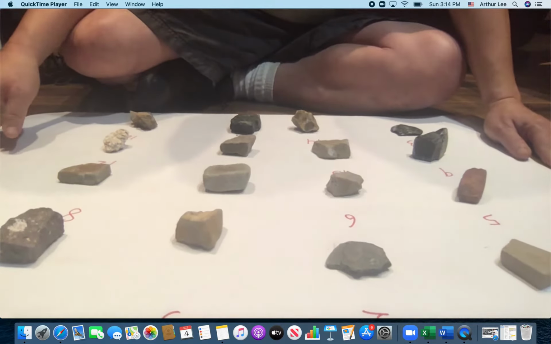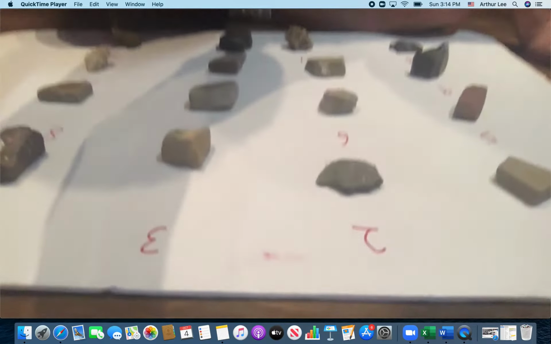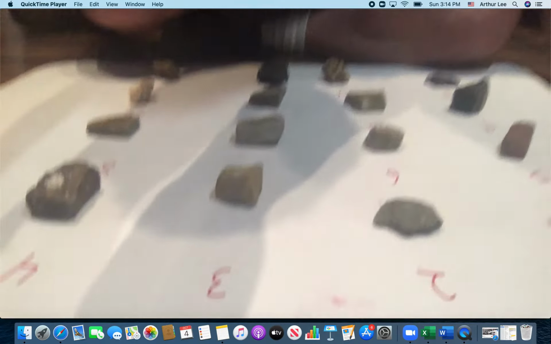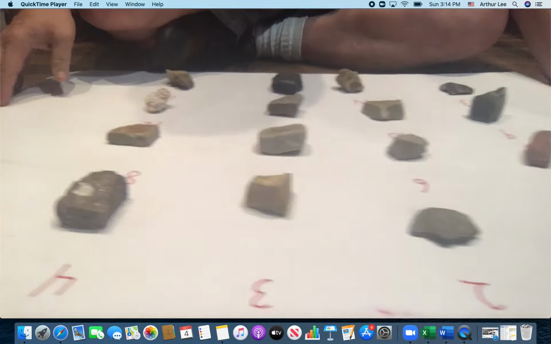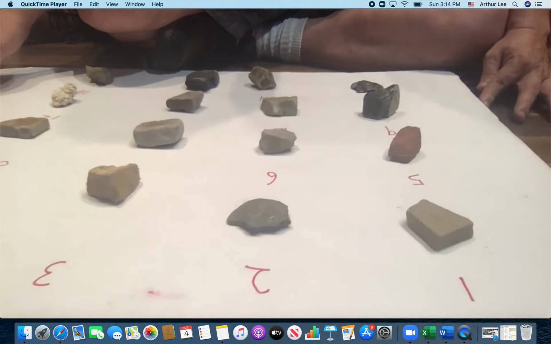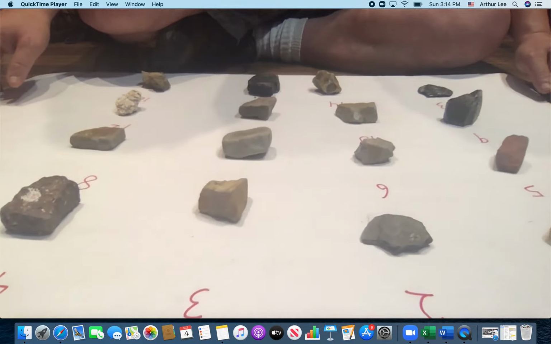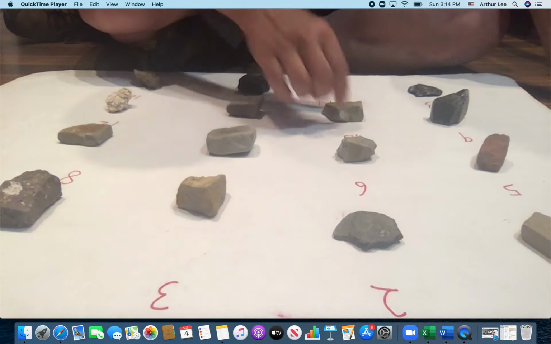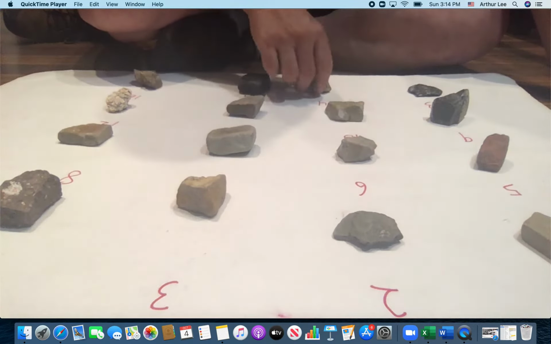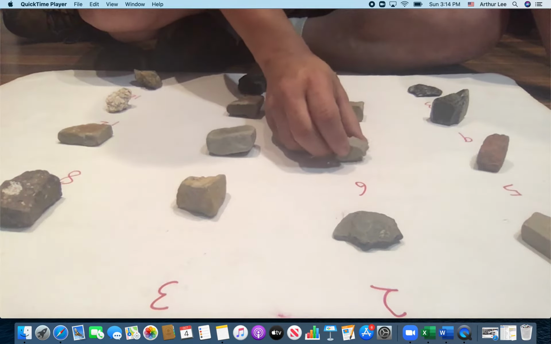Physical geology students, this week's lab is sitting here in front of you, and you can see that I've got 16 different sedimentary rocks in front of you. I'm going to send you an answer sheet for this. Please send it back in my Microsoft Excel format.